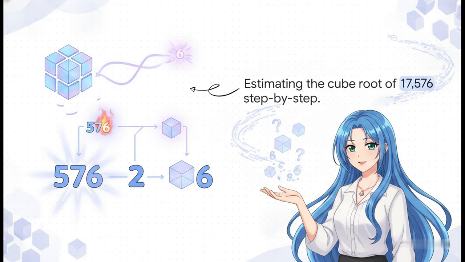Step 3. Look at the 17. What perfect cube surrounds 17? Well, 2 cubed is 8, and 3 cubed is 27. Since 17 sits right there between 8 and 27, the tens digit has to belong to the lower base number, which is 2. Put the 2 and the 6 together, and your answer is 26. Literally, without doing a single bit of long division, you just calculated the cube root of 17,576. How cool is that?